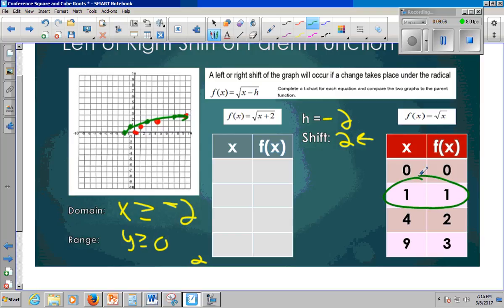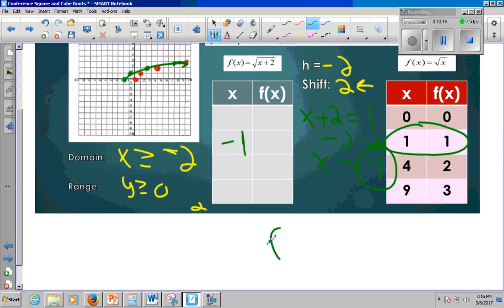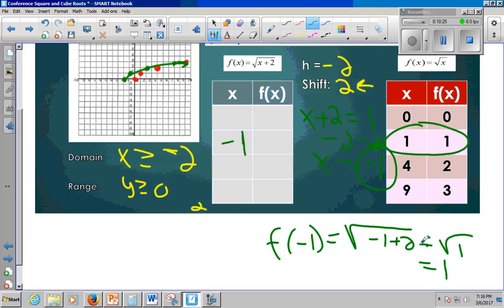Let's look at 1, 1. If I let x plus 2 equal 1, that means my x better equal negative 1. Okay, so it should be negative 1 here. Okay, and then if I let f of negative 1 is going to be the square root of negative 1 plus 2, which is square root of 1, which is going to be 1. So it should be the point negative 1, 1. Is this point on the graph?